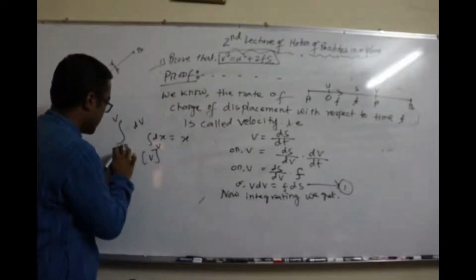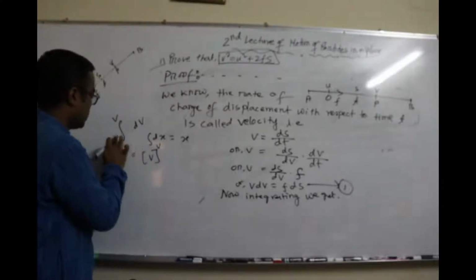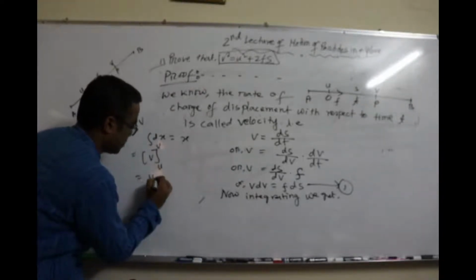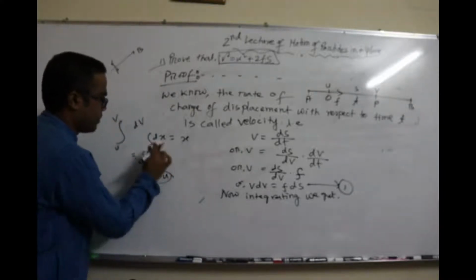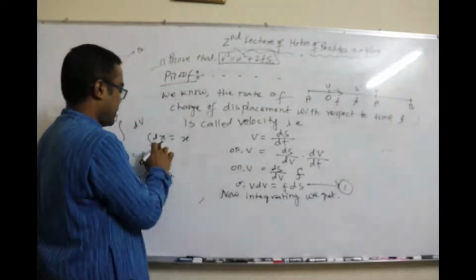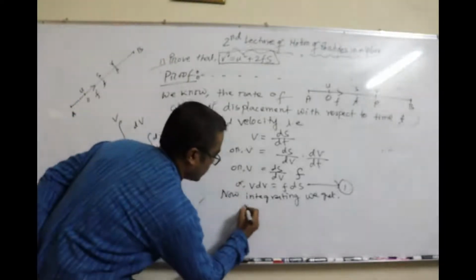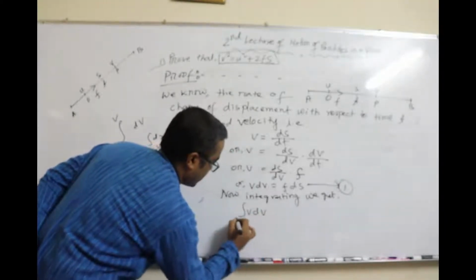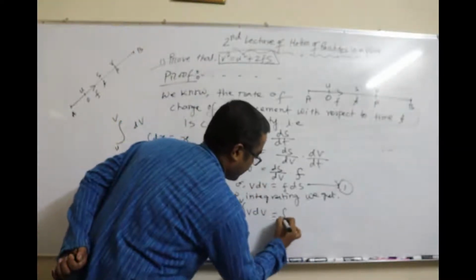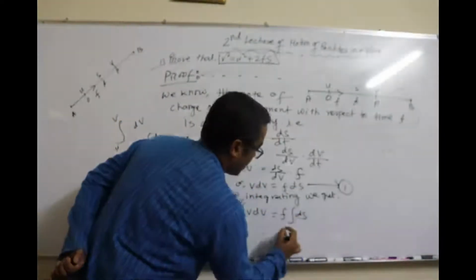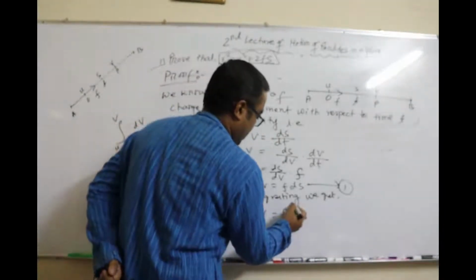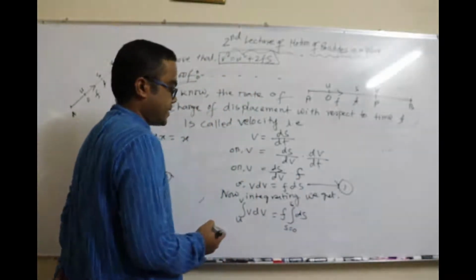So here initial velocity can be considered u and final velocity v. So this one can be written as v minus u. The upper limit minus lower limit. So here also you can put v dv, lower limit u, upper limit v. And here f and distance, initial condition distance s equal to 0 and final condition distance s.